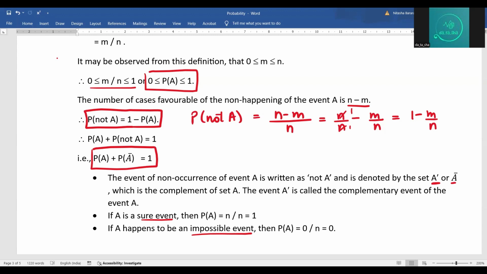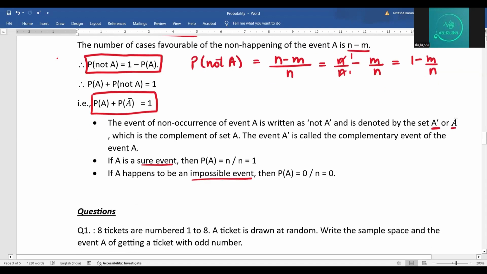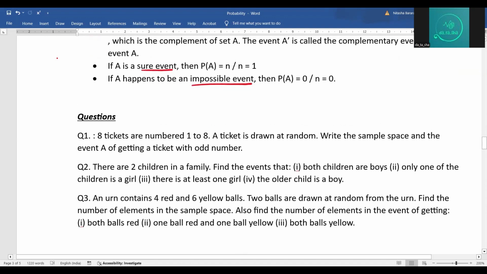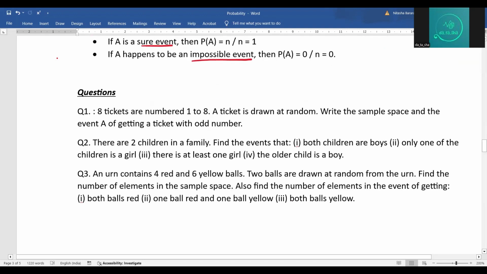So there are 4 properties that you need to understand. First, the probability of any event lies between 0 and 1. Second, the probability of a sure event is 1. Probability of an impossible event is 0. And P of A plus P of A complement is equal to 1. So there are certain questions that we could do, and let us do it one by one.